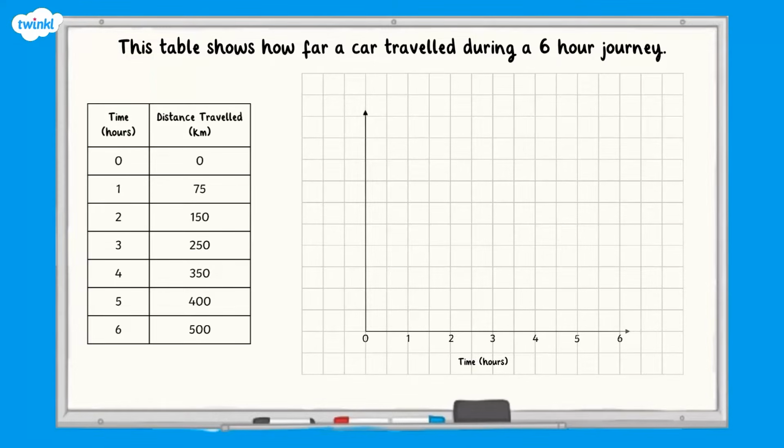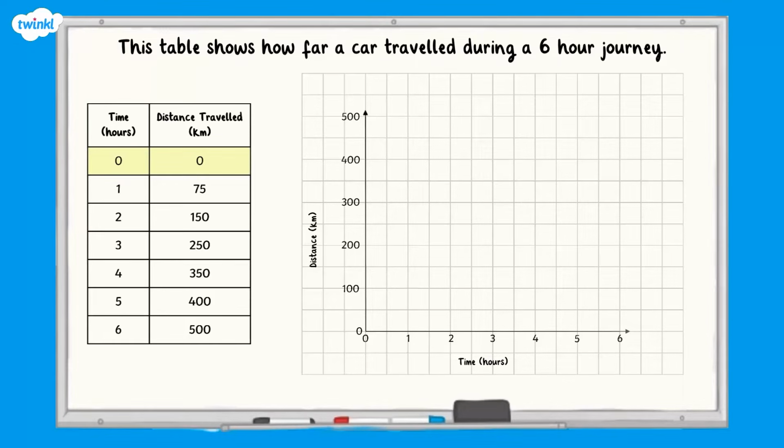Just as we did before, we then need to mark the scale on the axis, making sure we keep the intervals, or gaps between the numbers, the same size. We are going up in steps of 50, so each 2 squares represent 100. Now we have created our axes, we can plot our data on the graph. This means we mark each piece of information in the correct place.